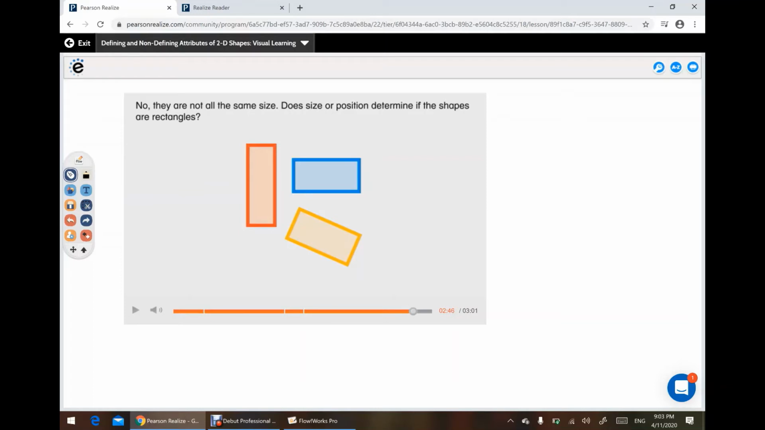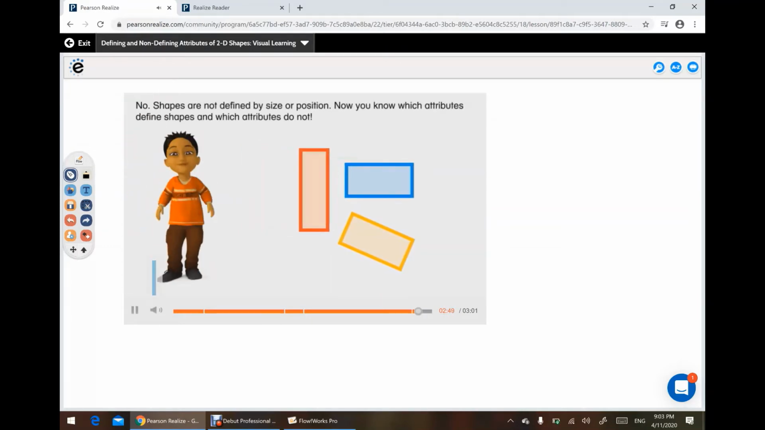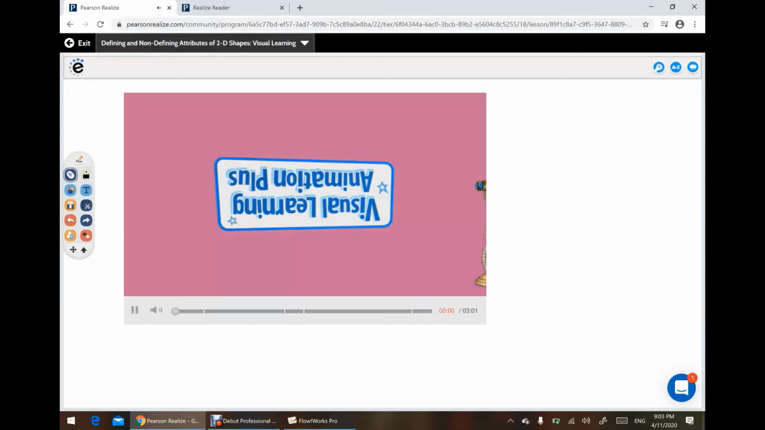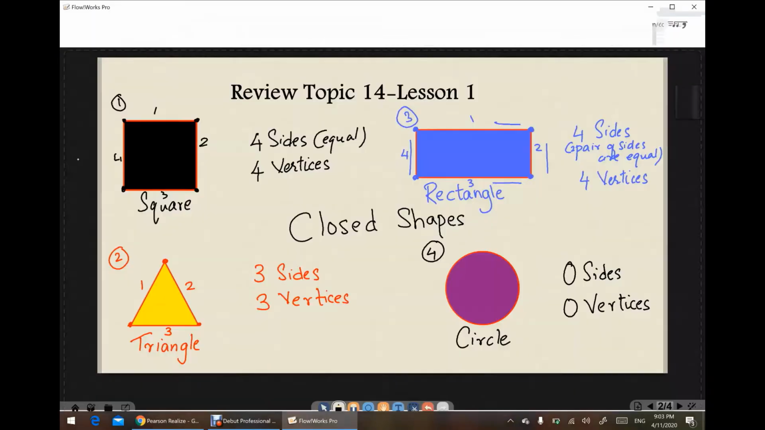Can you tell me, kids, if the size is different and the position is also different, does this define the shape of a rectangle? No, shapes are not defined by size or position. Now you know which attributes define shapes and which attributes do not. Now, let me explain this video in detail.